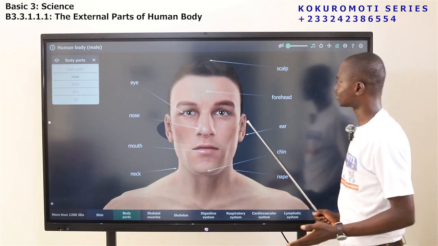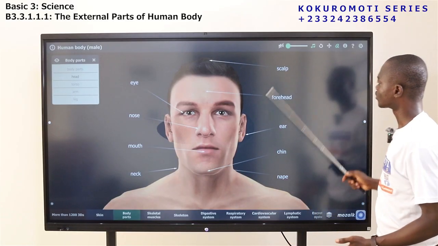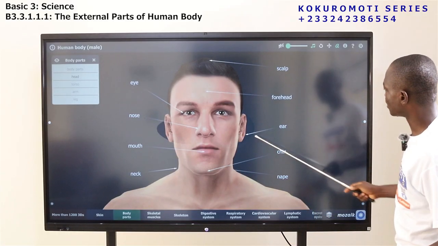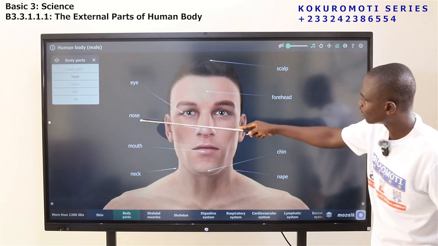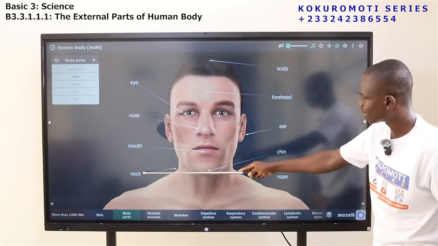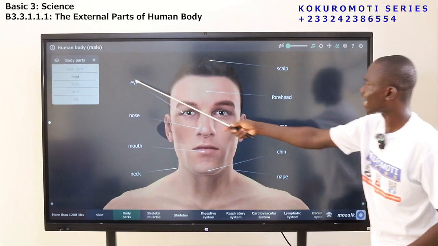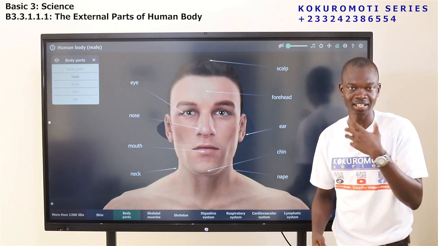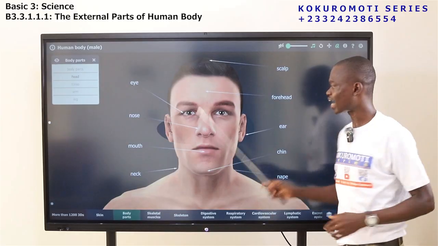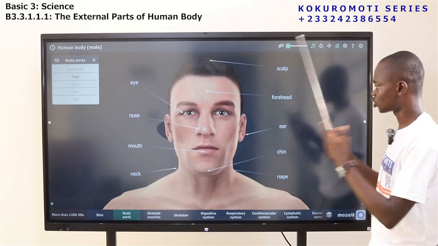So this is the head. We have the scalp, we have the forehead, we have the ear, we have the chin, we have the nape, we have the eye, we have the nose, we have the mouth, we have the neck. So what do we use the eyes for? We use the eyes for seeing. If you close your eyes, can you see me? No. So the eyes are used for seeing.